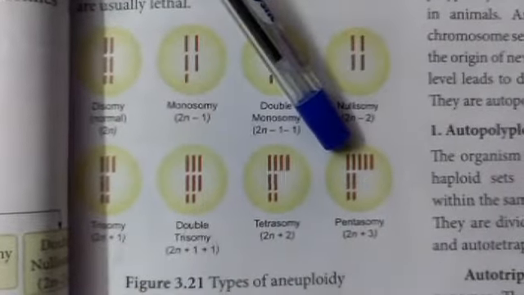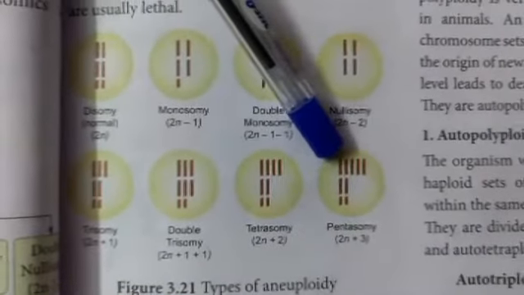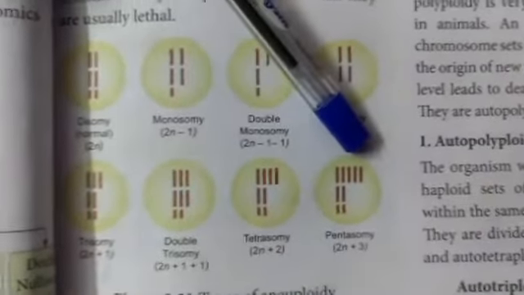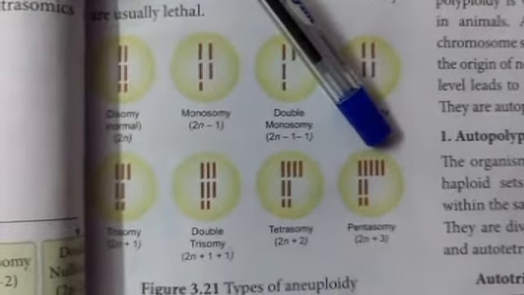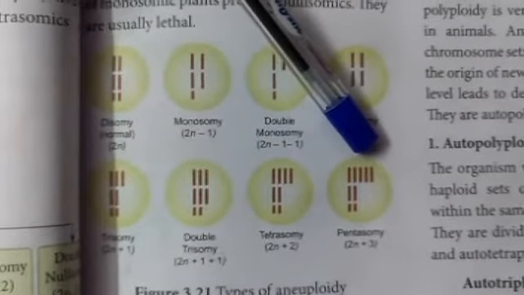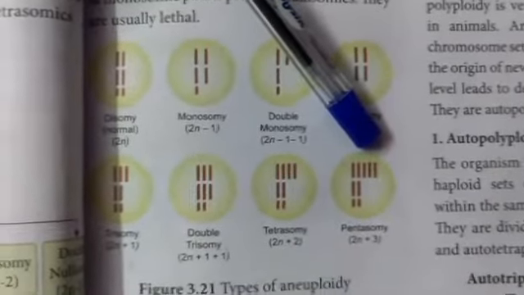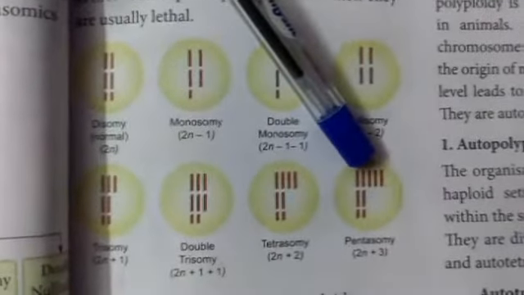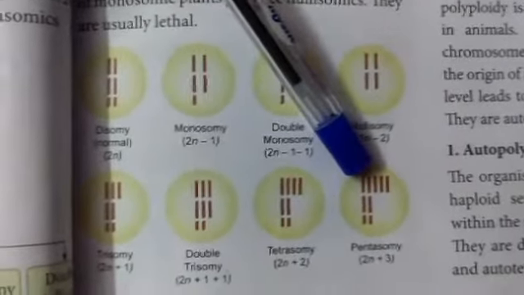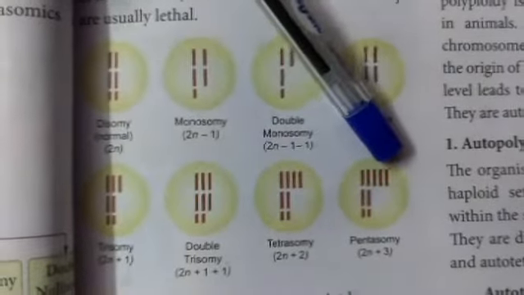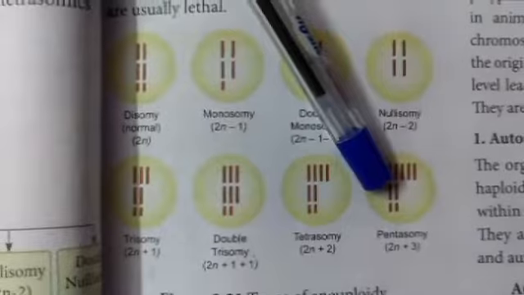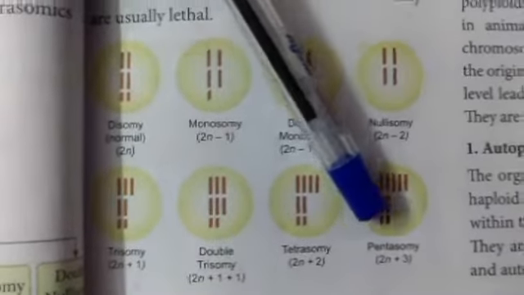In pentasomic, three individual chromosomes are added to the diploid set. The addition of three individual chromosomes from different chromosomal pairs to a normal diploid set is called a pentasomy. That is 2n plus 1, 2, 3. When three individual chromosomes are added, it is called a pentasomy, 2n plus 3.